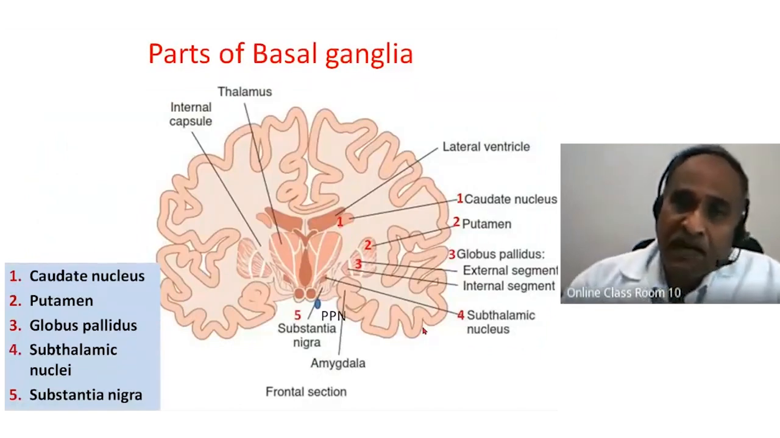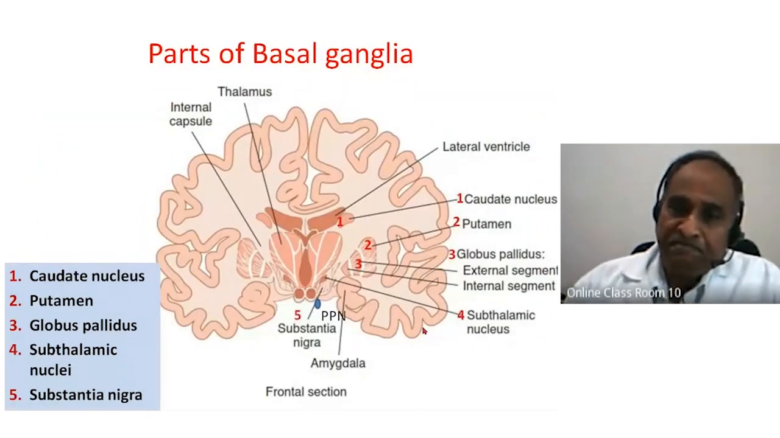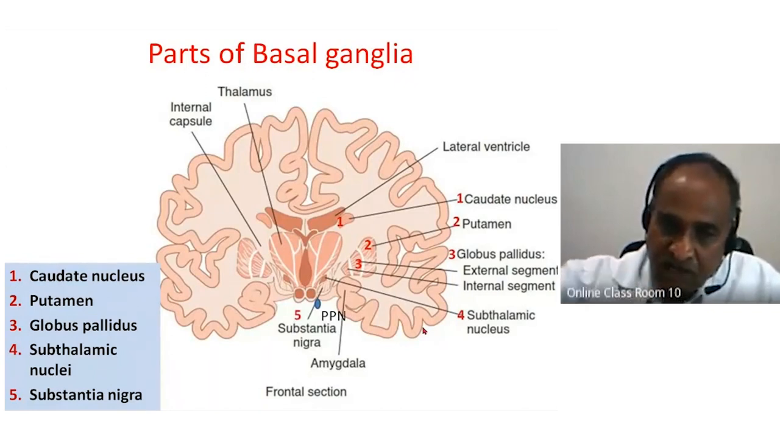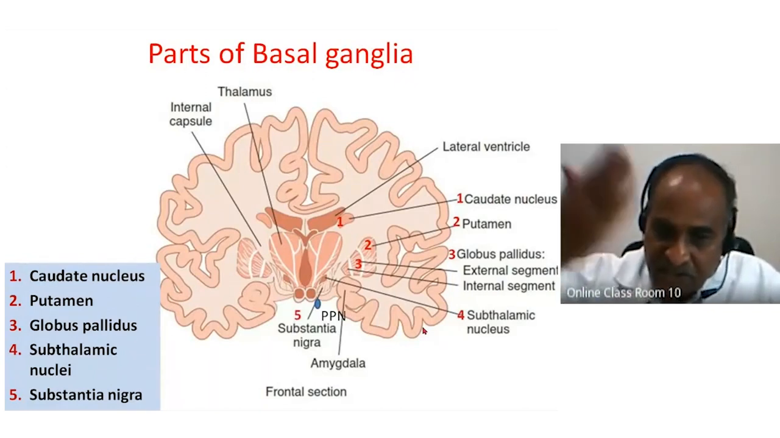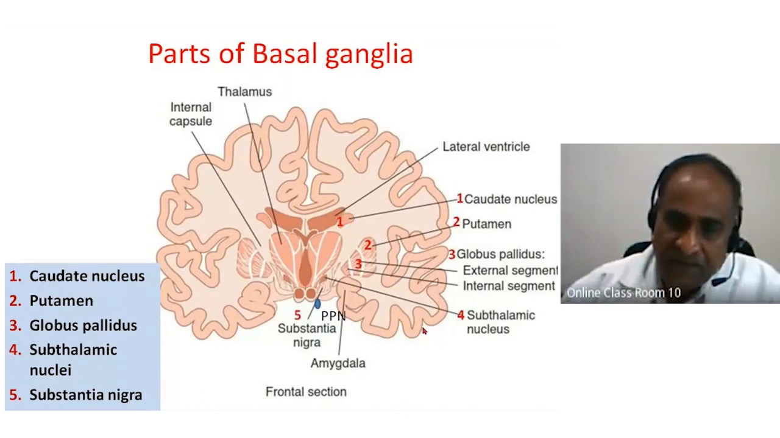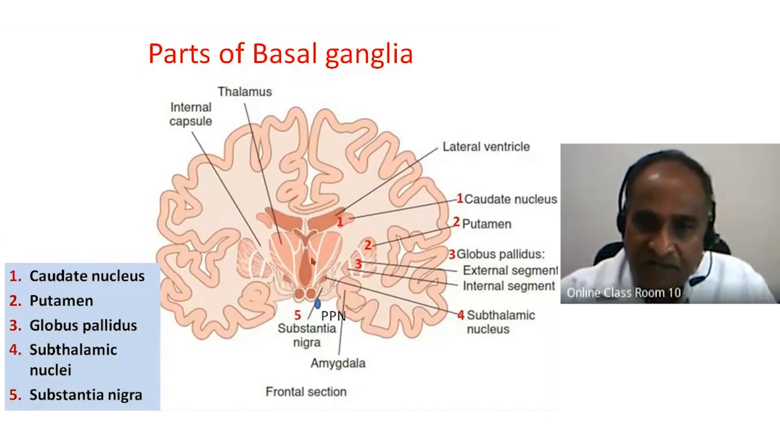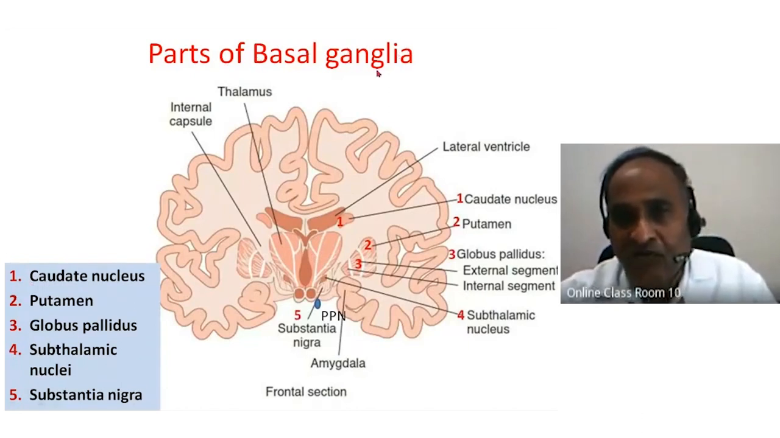Now, what are the parts of the basal ganglia? Here I have taken the frontal section, or the coronal section of the brain. If you take the coronal section of the brain, these are the two lateral ventricles. And the basal ganglia have five parts.